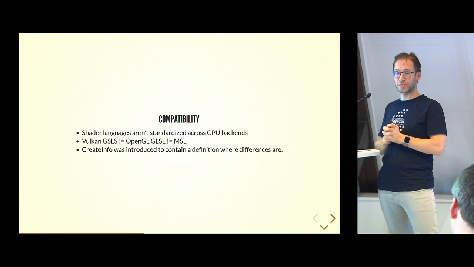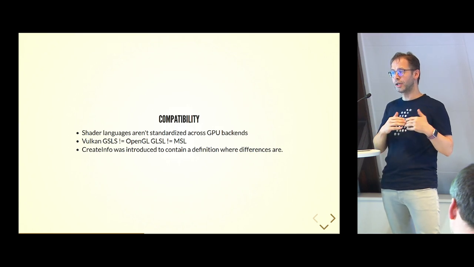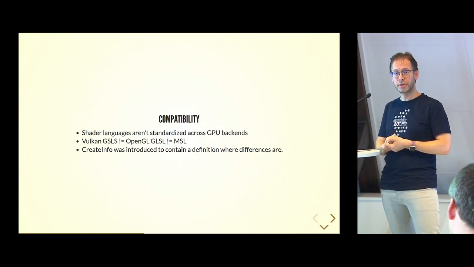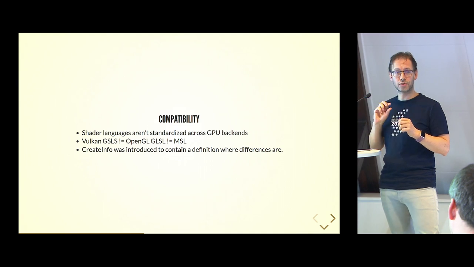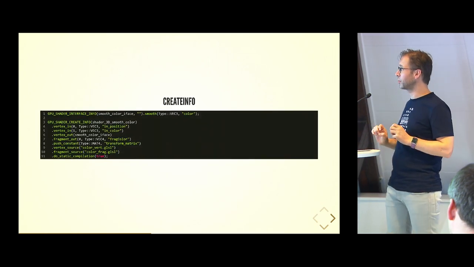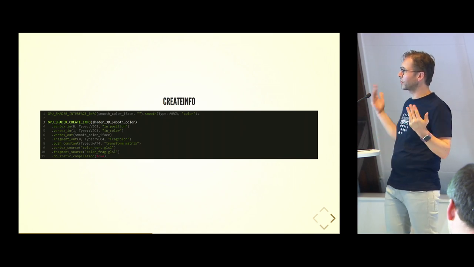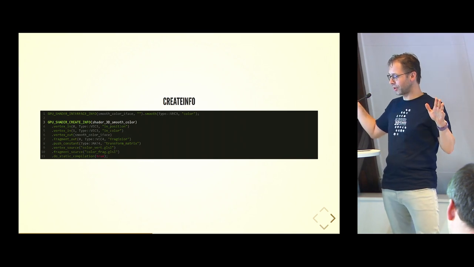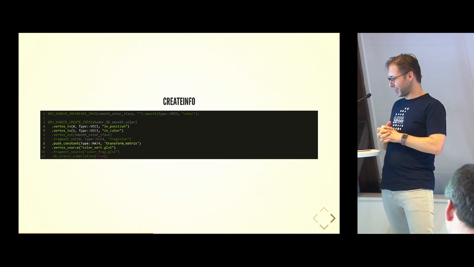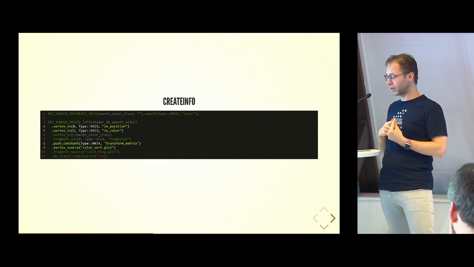Create info is a data structure where we can define those bindings and how the shader is built up, so we can generate those differences. How does such a create info look like? Well, here's a create info where we are defining a create info with the name shader3D smooth color, where we say from the vertex buffer, we will read an in position and the in color.